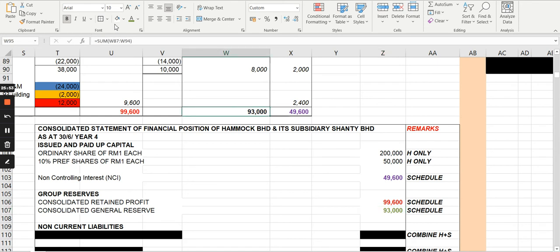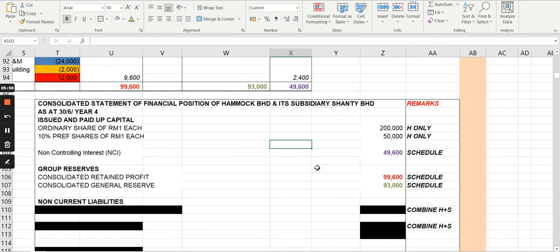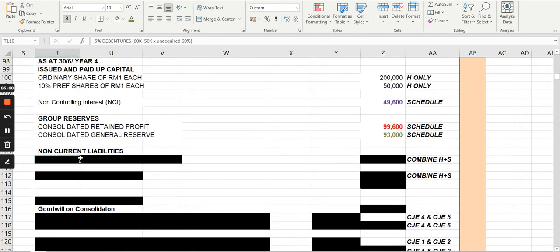This is the one. I put some color there, green, right? Done. Now we go to the non-current liability. For the non-current liabilities, you are going to add or combine them. Combine the one of the holding with the one of the subsidiary.